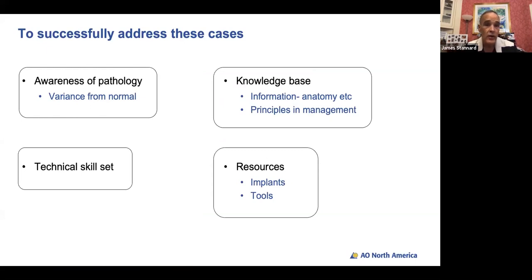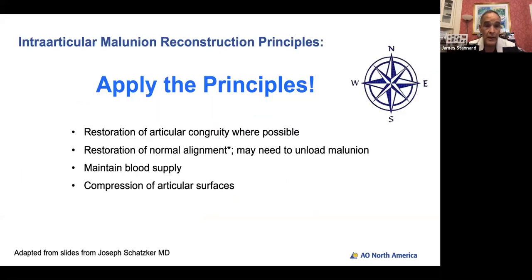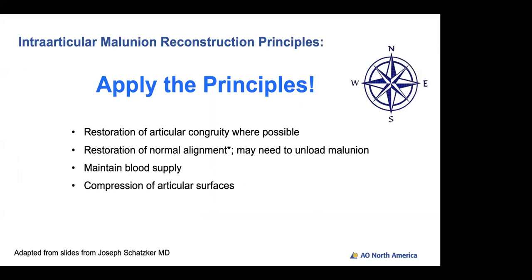So to successfully address all that, you need to be aware of the pathology and the cause of the variance from normal. You need a technical skill set, so you need to know if this is a case you can handle. If not, get a friend to help you. Knowledge base, information, anatomy, etc., principles in the management, and then finally, the right resources with implants and tools. Then he really talked about, and again, this came from some teaching from Joe Schatzker, applying the principles that restoration of articular congruity is critical where possible. Restoring normal alignment may require you unloading a malunion and then maintaining blood supply and compressing the articular surfaces.